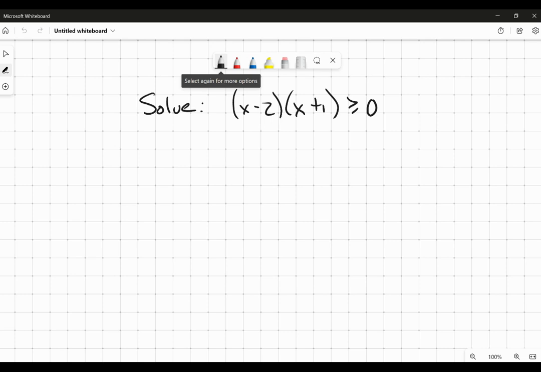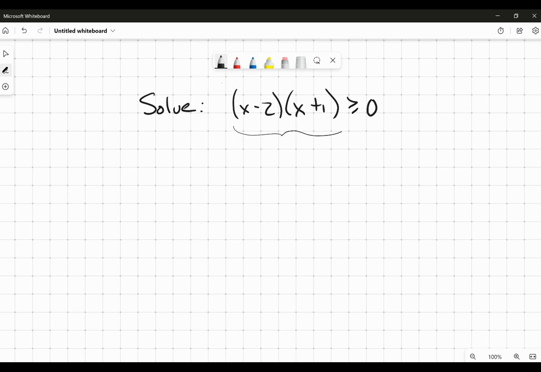All right, hi everybody. So in this video, we're going to solve the inequality (x - 2)(x + 1) ≥ 0. There's a couple of different ways that we can do this, but I think the easiest way to do it is to recognize what's going on here on the left-hand side.